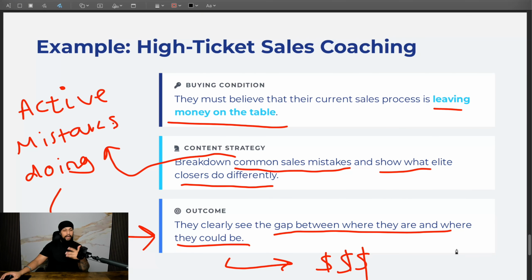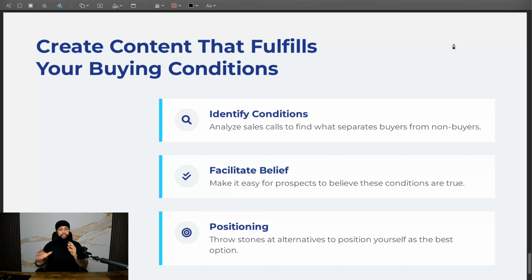Okay, this is how you want to go about building out your content strategies using assumptions and using the buying conditions. Okay, so you need to create content that fulfills on the buying conditions that must be true in order for them to make a purchase. Okay, so ultimately, how you do this is by identifying the conditions that are true, by analyzing the sales calls and that separates the buyers and non-buyers.